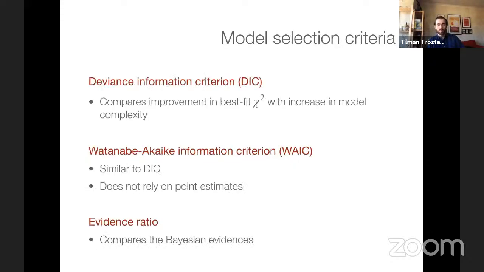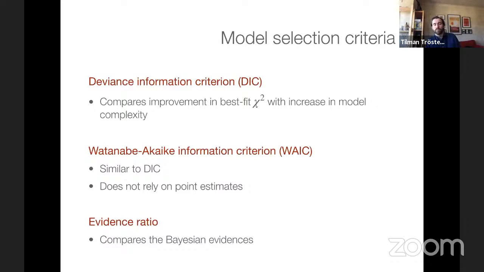We looked at a number of model selection criteria. It's a range of how easy they are to compute versus how Bayesian they are. Starting with what's called the deviance information criterion, the DIC, which essentially compares the best-fit chi-square between models. So it compares the improvement in chi-square with the number of added parameters, simply speaking.